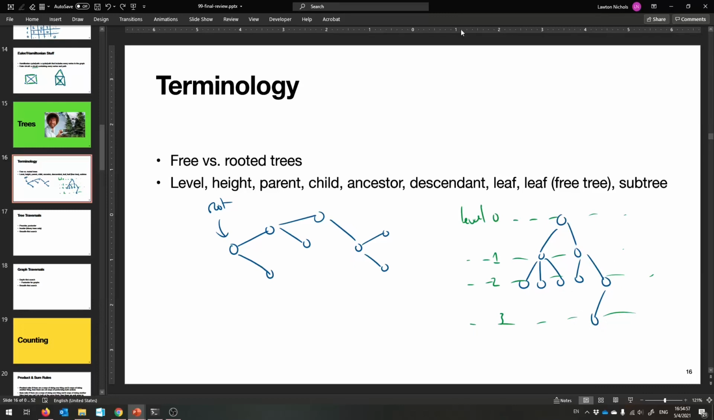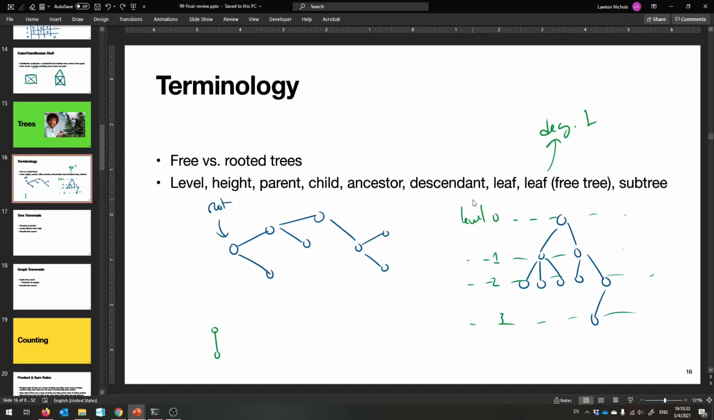Leaves in rooted trees are just nodes with no children. That's all. So these are your 5 leaves. In a free tree, it gets a bit weird because there's no root, so they define a leaf as a node with degree 1, which looks a bit different. So they're saying that if this is a free tree, this has 2 leaves because this has degree 1, this has degree 1. Okay, that was a problem in your homework.